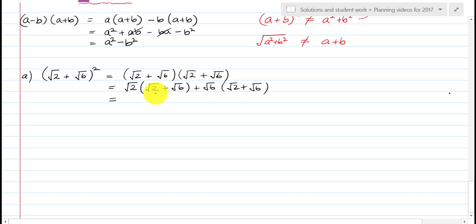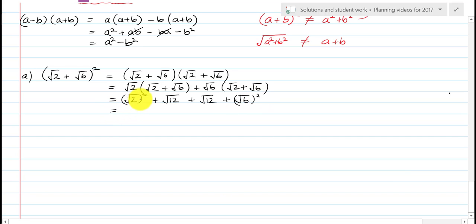And now I expand these singular brackets. The square root of 2 times the square root of 2 is the square root of 2 squared, and yes, I am going a long way. The square root of 2 times the square root of 6 is the square root of 12. Remember that multiplication of surds? The square root of 6 times the square root of 2 is the square root of 12, and the square root of 6 times the square root of 6 is the square root of 6 squared.